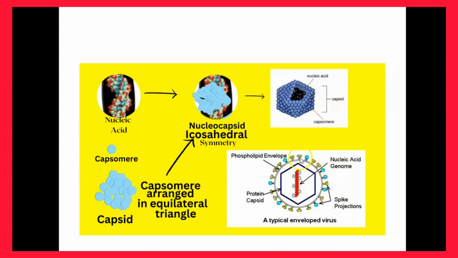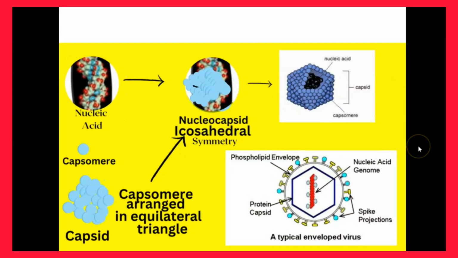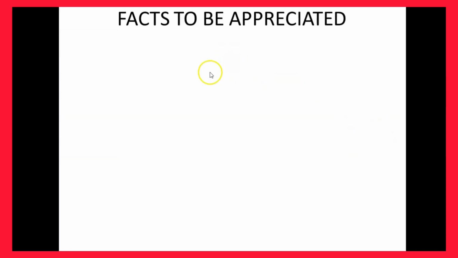But when it is covered with an envelope from the plasma membrane of the host cell, it is called an envelope virus. You can see there are spikes, especially like the COVID-19 virus, SARS-CoV-2. So it is very important for us to understand these aspects. We now have facts to be appreciated in this matter.